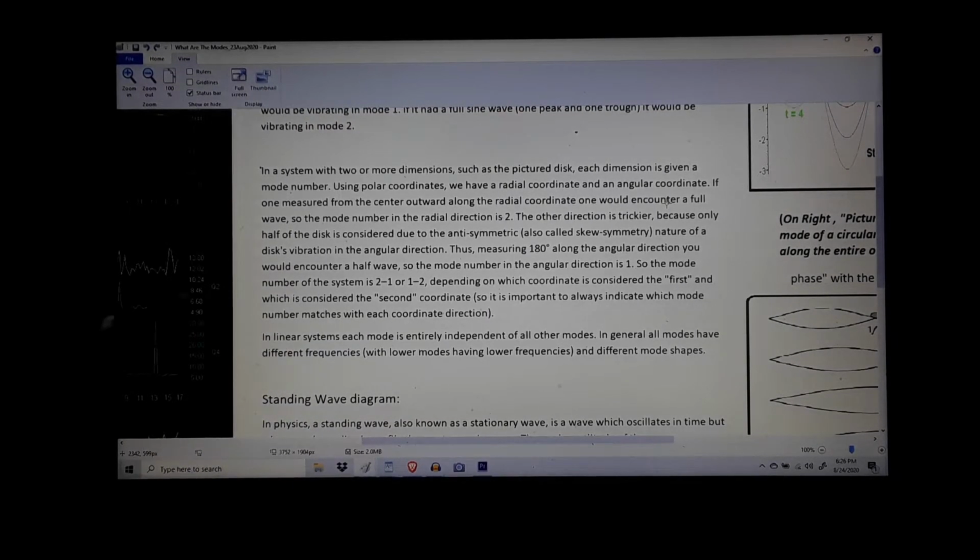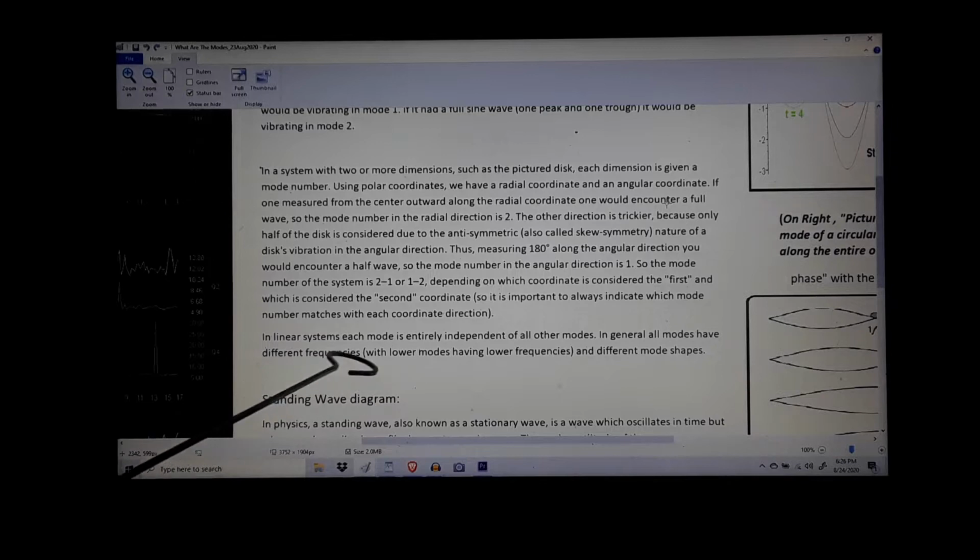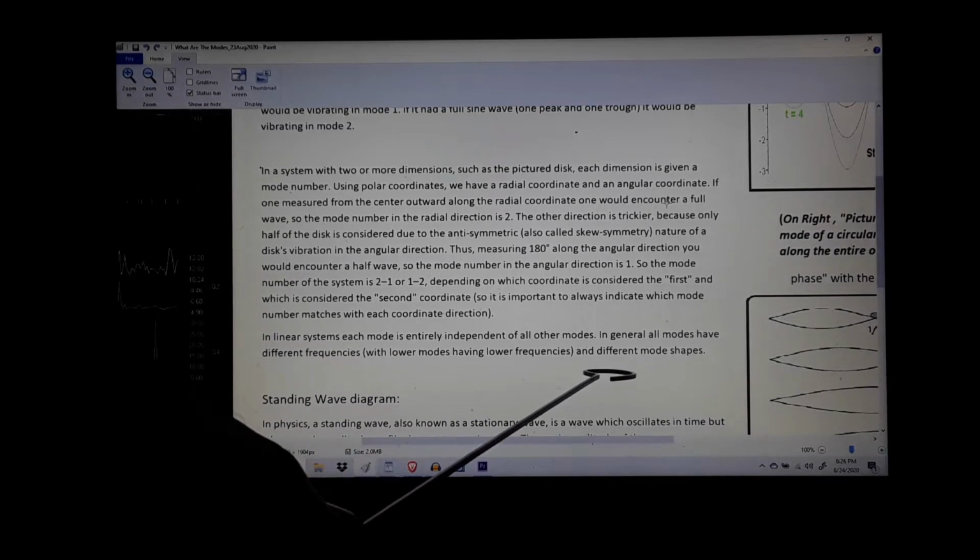In linear systems, each mode is entirely independent of all other modes. In general, all modes have different frequencies, with lower modes having lower frequencies and different mode shapes.